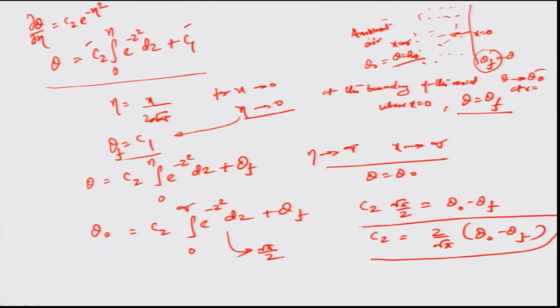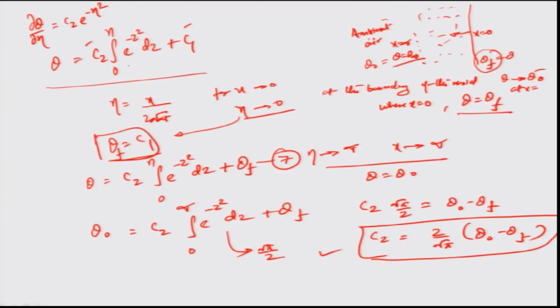Having found c2 and c1 through these two equations, I substitute this back into the final form of the equation, which we call 7, to find the distribution of theta. The theta then becomes equal to c2, let us write the equation once more, integral 0 to eta e to the power of minus zeta square d zeta plus theta freezing, which is the temperature boundary condition along the face of the mold, and c2 here, if you look back, becomes equal to 2 by root pi times theta 0 minus theta f.